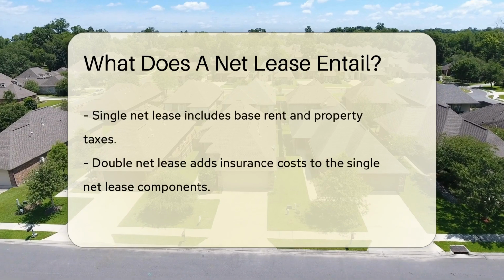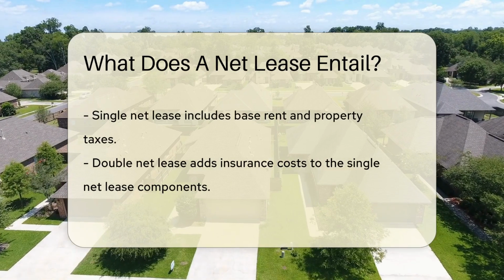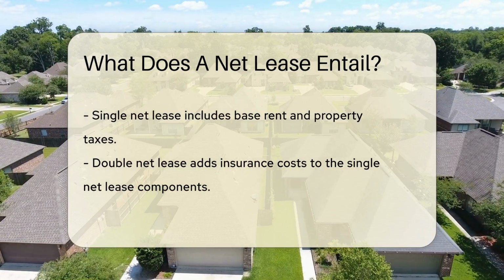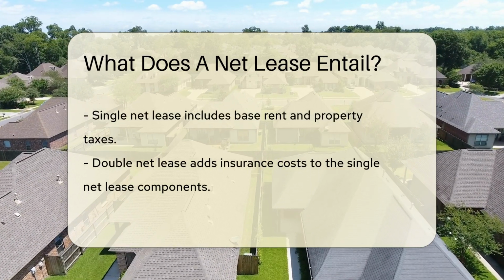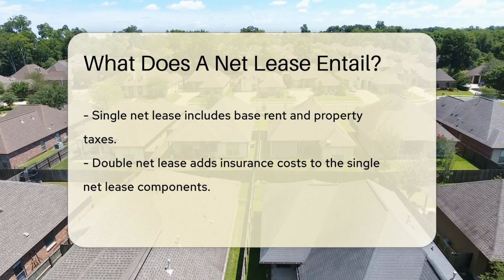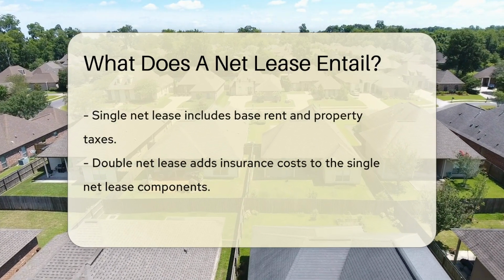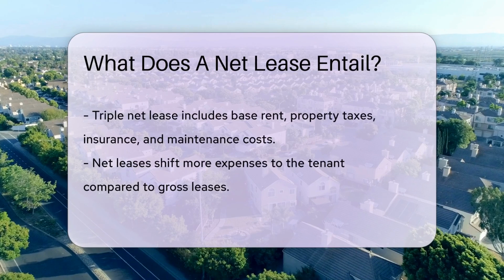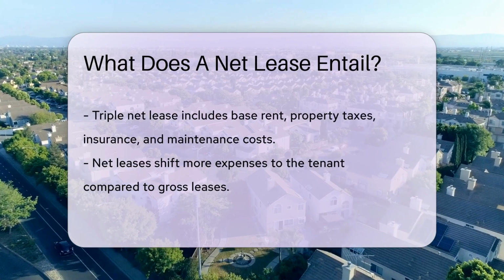In a single net lease, the tenant pays base rent plus property taxes. In a double net lease, the tenant pays base rent plus property taxes and insurance. In a triple net lease, the tenant pays base rent plus property taxes, insurance, and maintenance costs.